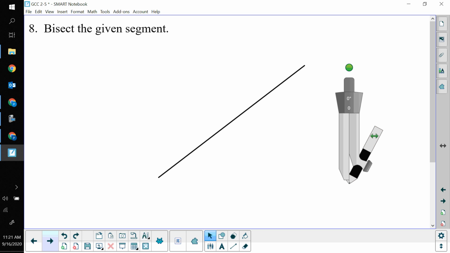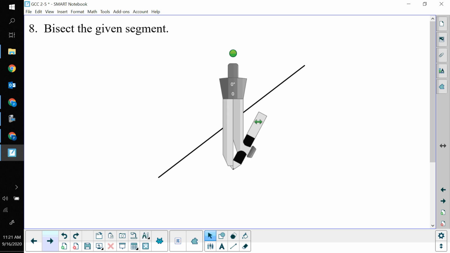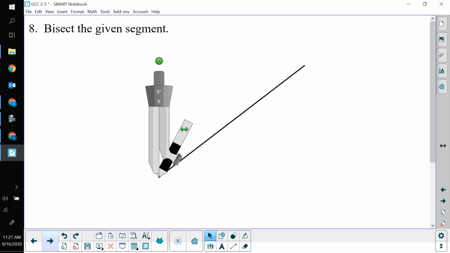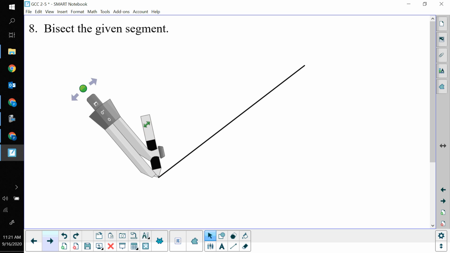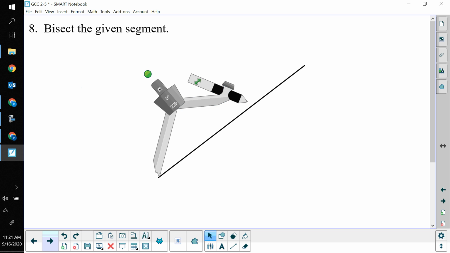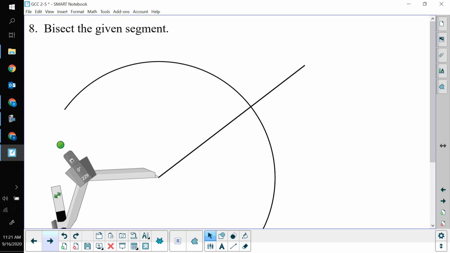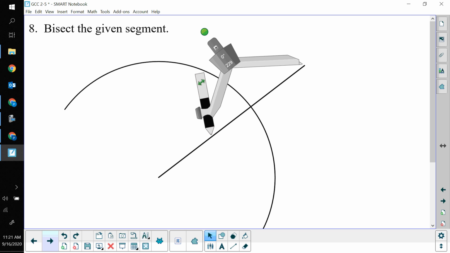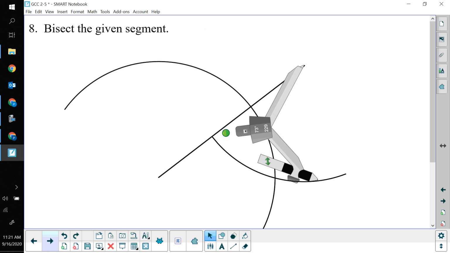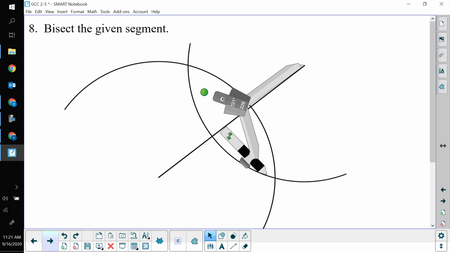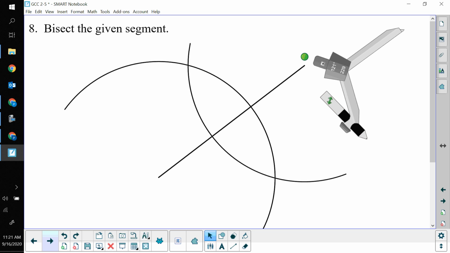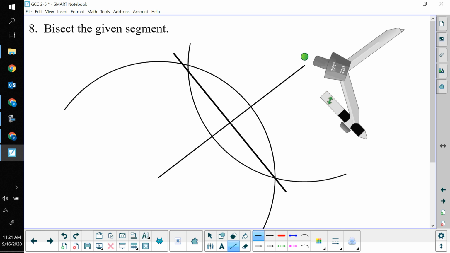And we'll try that once more, a third time. So point on the end point. Make sure you're over halfway. Swoop around a half a circle. We'll flip-flop, put your point on the end point. Swoop about a half a circle to get two intersections. And then use your straight edge to connect those two intersection points.